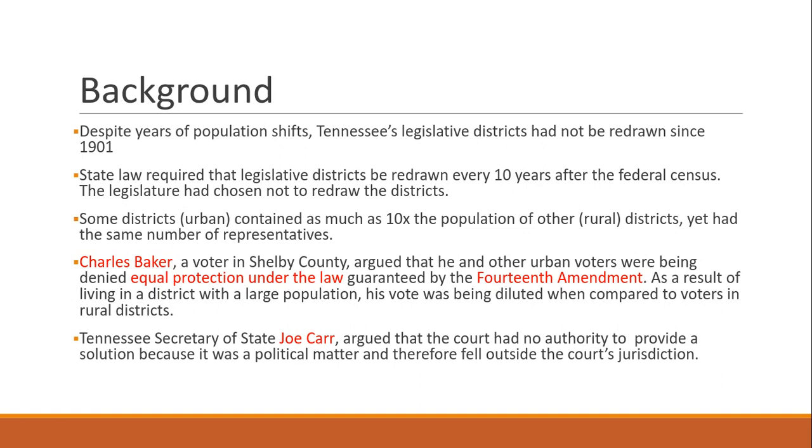Think of it this way: if you lived in a district and there were only 100 voters, then your one vote would have a big impact on the outcome of an election, a 1% impact. However, if you lived in a district with 10,000 voters, your single vote would not have nearly the impact on the outcome of that election.